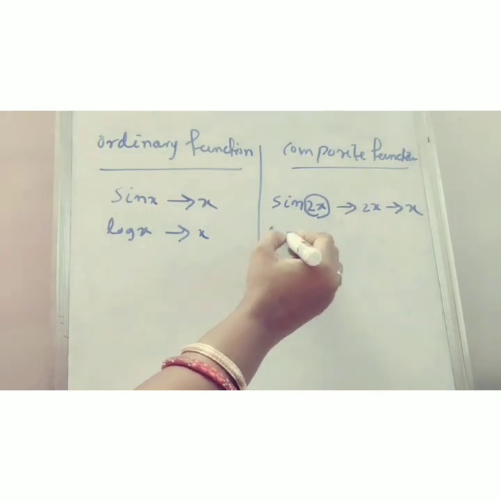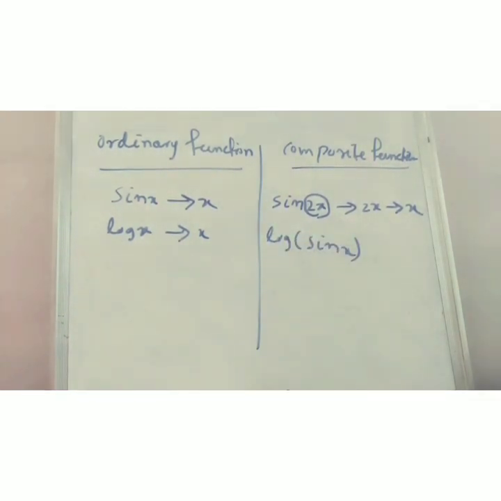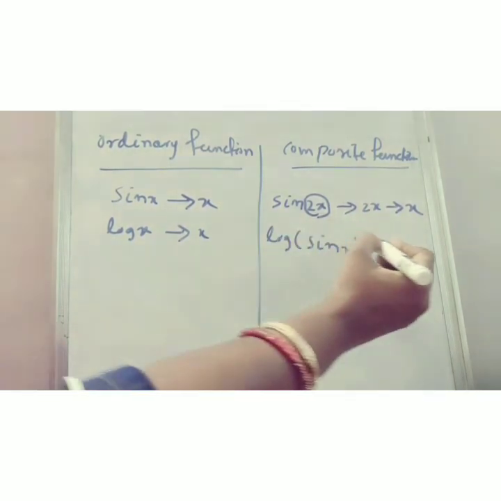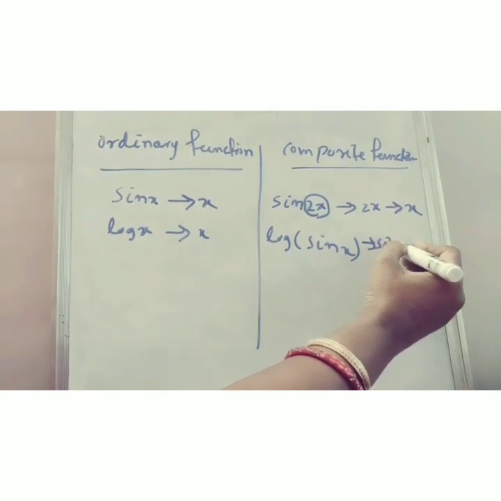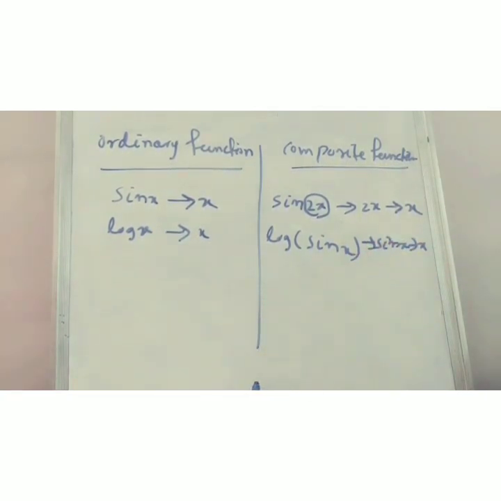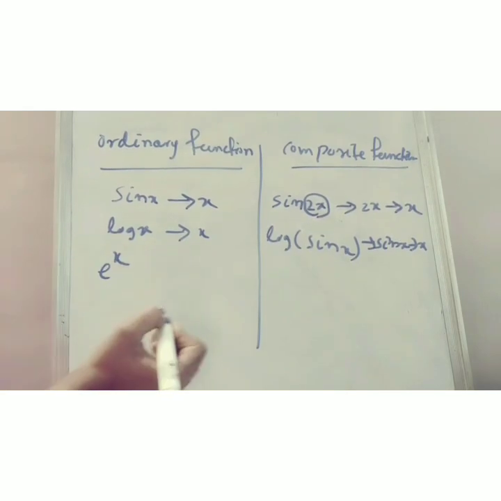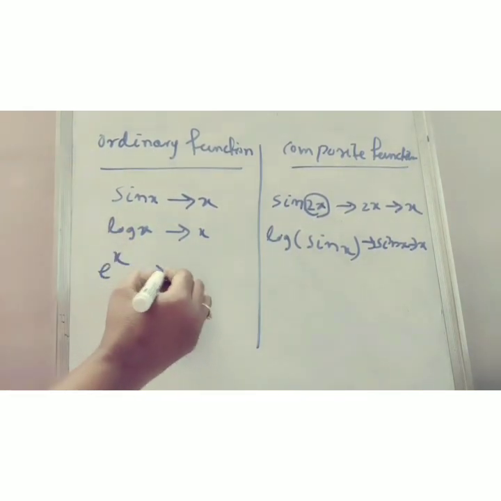But suppose I write log sin x. This is a composite function. Why? Because log sin x is a function of sin x and sin x is a function of x. That is why this is a composite function. Suppose I write e to the power x. This is also an ordinary function, because e to the power x is a function of x.